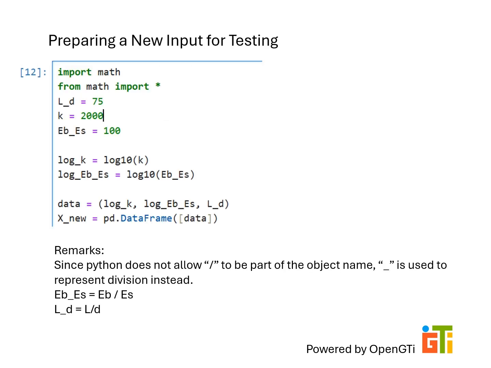Let's see how our model behaves on a brand new input. We pick some random values for L/D, K, and EB/ES. Since our model expects log-transformed inputs for K and EB/ES, we use the log10 function. We then assemble these values into a small data frame called X_new.